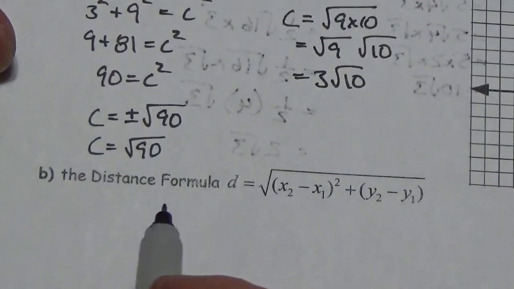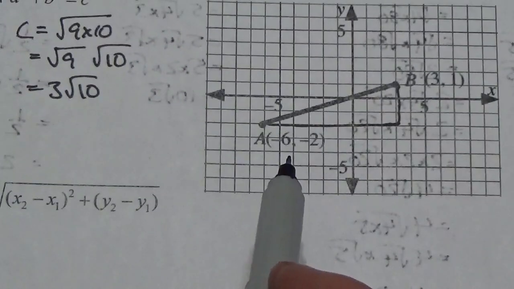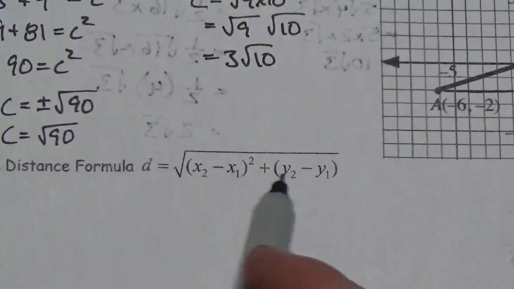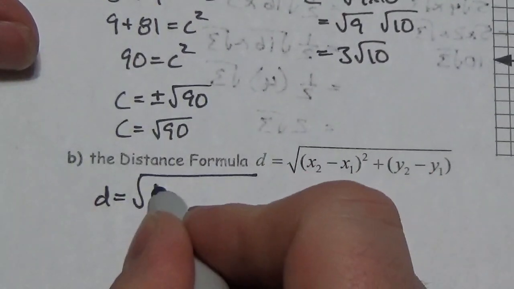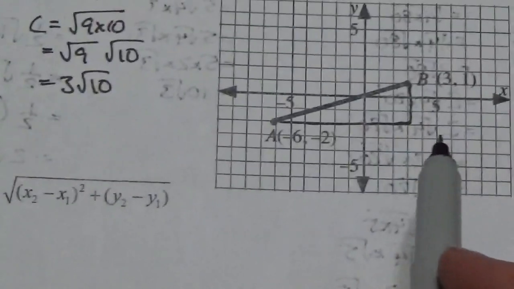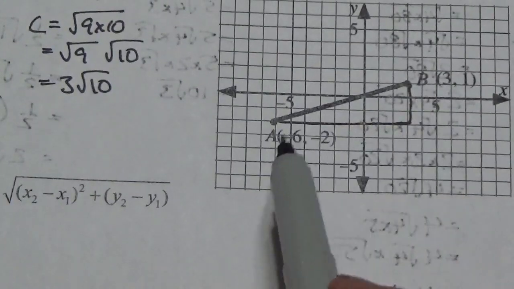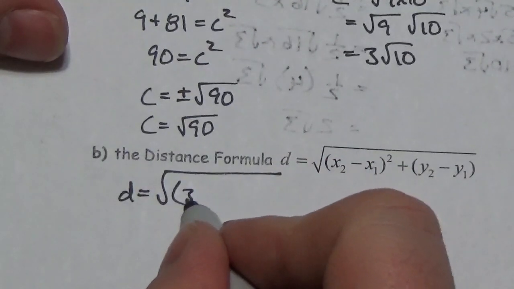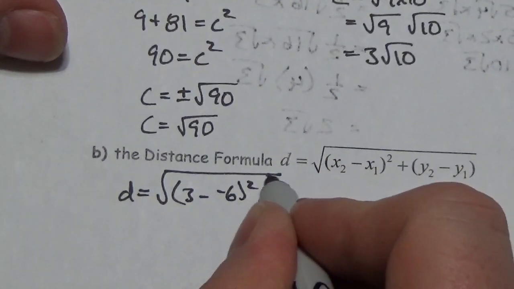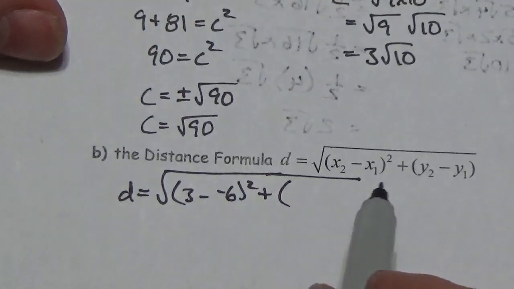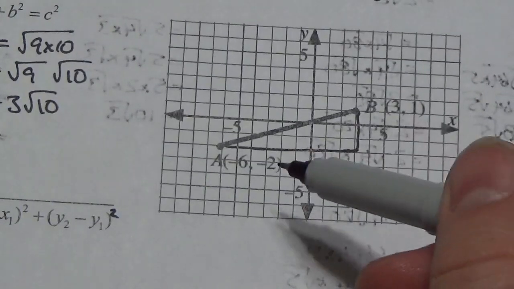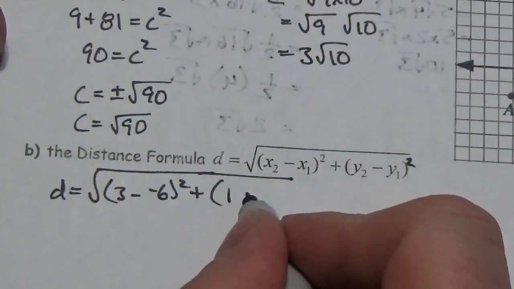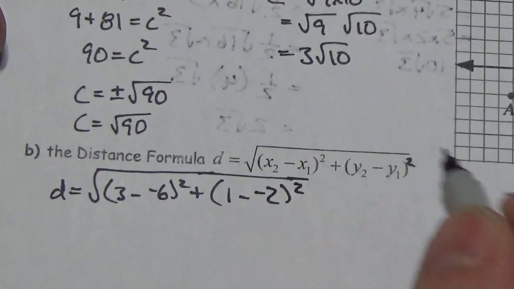The other way of doing it is by using the distance formula. With the distance formula, we start with the differences in the x-coordinates. So my x-coordinates here, that's going to be 3 minus negative 6, squared, plus the difference of the y-coordinates. Oh, and there should be a square there. The y-coordinates are 1 and negative 2, so this will be 1 minus negative 2, squared.